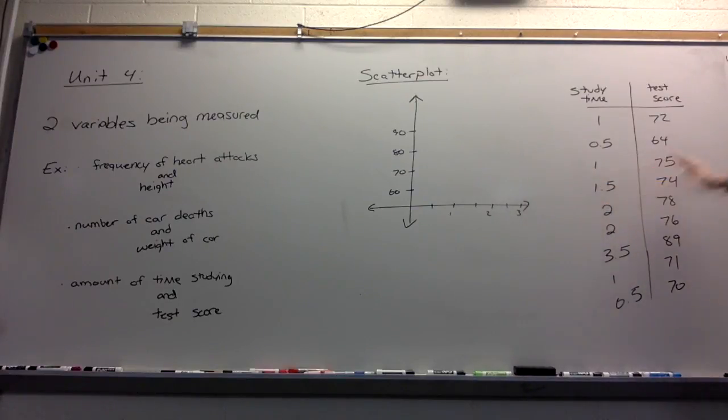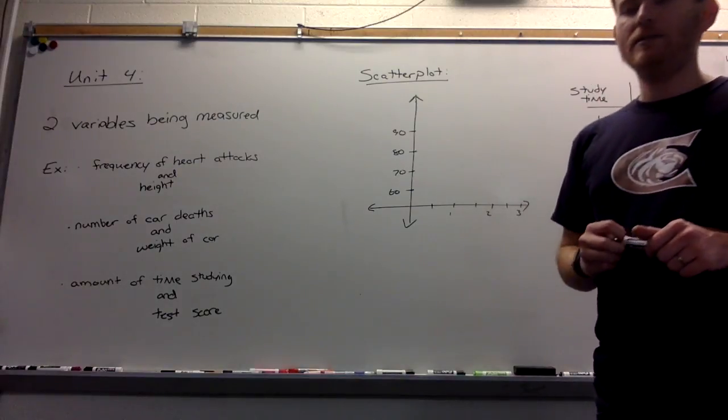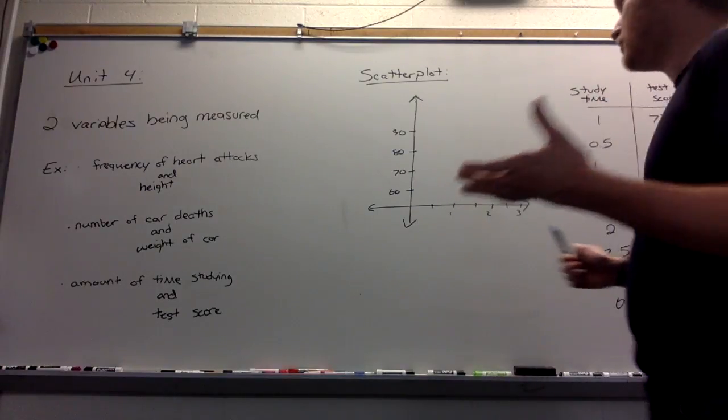And so I came up with some numbers right here: the amount of time studying and test score. We want to see, is there a relationship between the amount of time that someone studies and the test score that they get? What we can do is look at this visually, and that's what a scatter plot is doing. A scatter plot is giving us a visual representation of this.